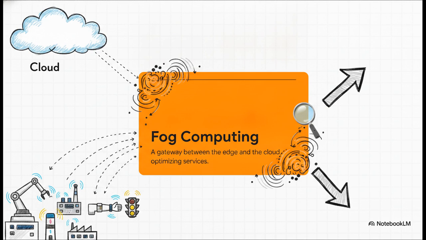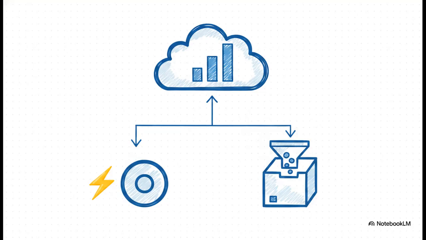By processing data closer to where it's actually generated, fog computing ensures ultra-fast responses. And that is absolutely vital when milliseconds matter, like in industrial automation or healthcare settings. Comparing these three directly really helps solidify the whole concept. Edge computing happens right at the sensor, the absolute front line, executing real-time processing to make split-second decisions.